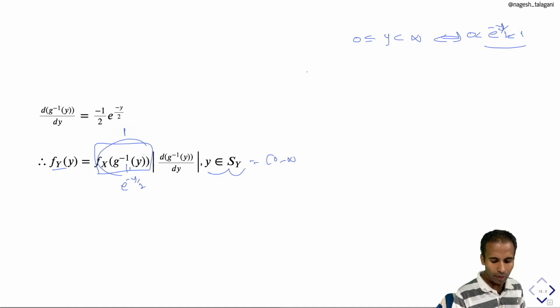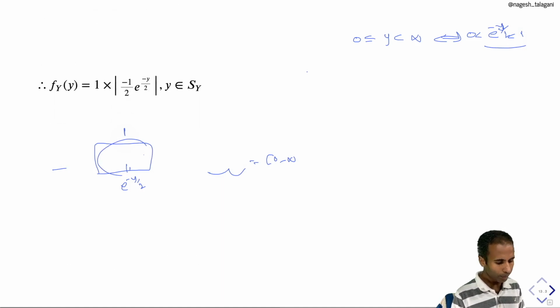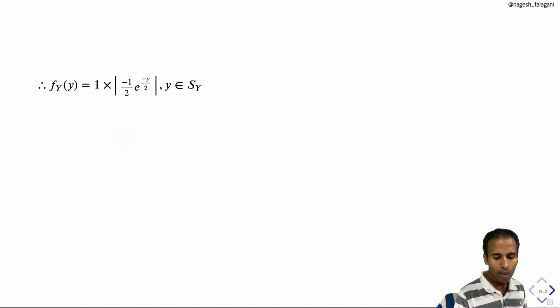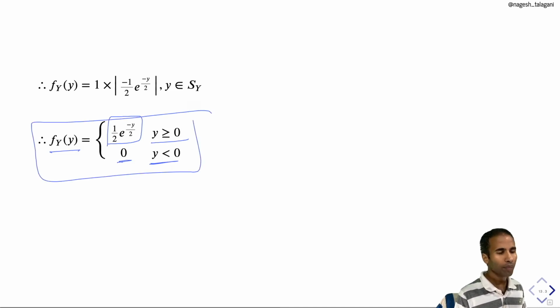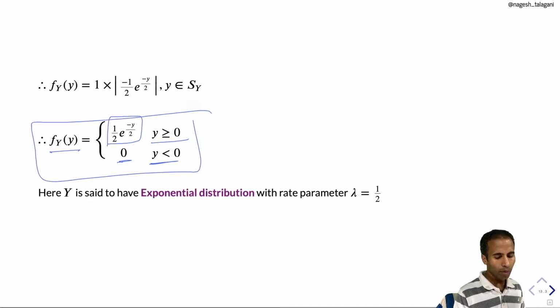And in the next step, 1 times the modulus of the Jacobian, which is minus 1 by 2 e power minus y by 2. Therefore, f_Y(y) equals half e power minus y by 2 when y is greater than or equal to 0, and 0 when y is less than 0. So, this is the PDF of y. Here, y is said to have an exponential distribution with rate parameter lambda equal to 1 by 2. We will see this distribution later in detail.